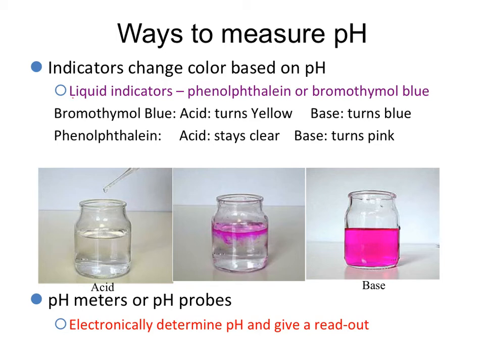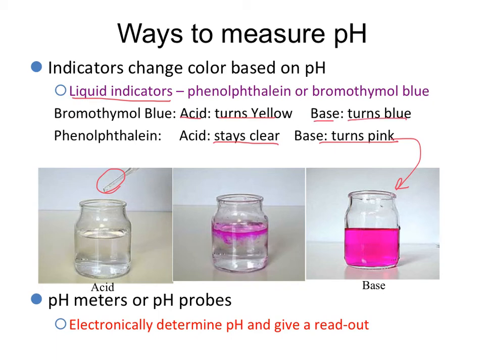We do have liquid indicators, and the two that you're going to be using in class are phenolphthalein and bromothymol blue. And you will need to know that with the introduction of phenolphthalein to an acid, it would stay clear. So phenolphthalein is originally clear, you can see that here. And it would turn pink in the presence of a base, and that's what you see in this third slide right here. I'm not showing a picture of bromothymol blue, but when it's dropped into an acid, it turns yellow, and when dropped into a base, it turns blue.